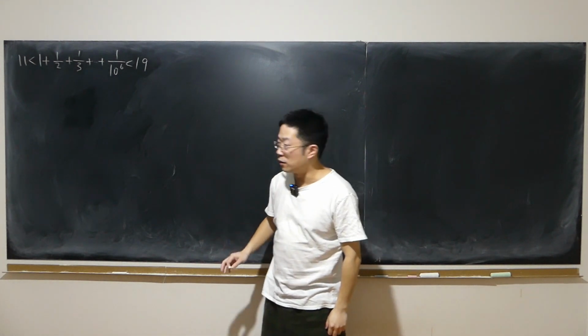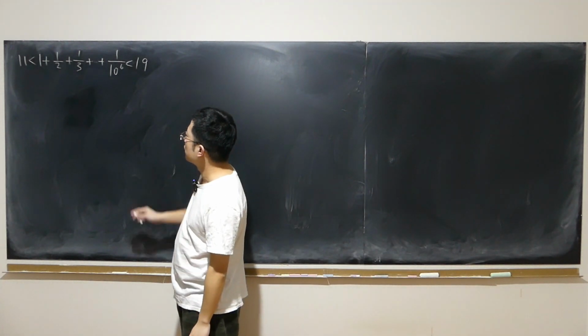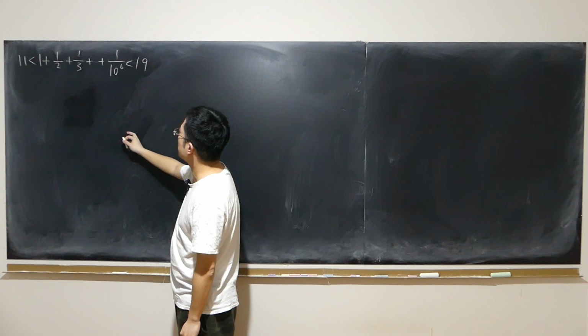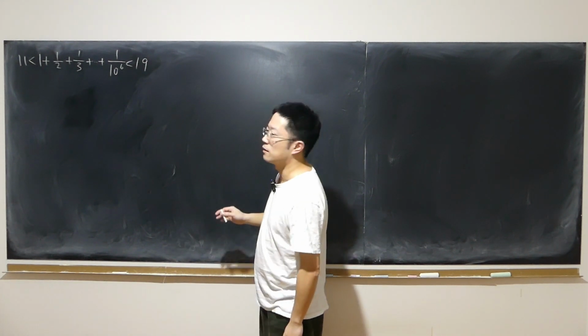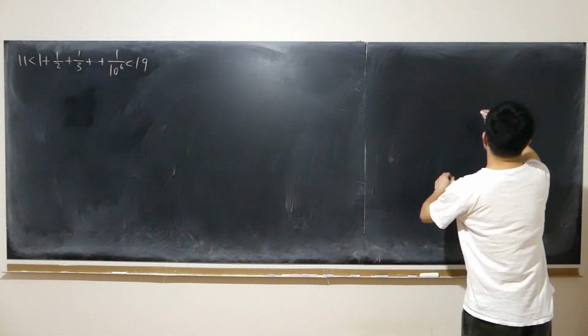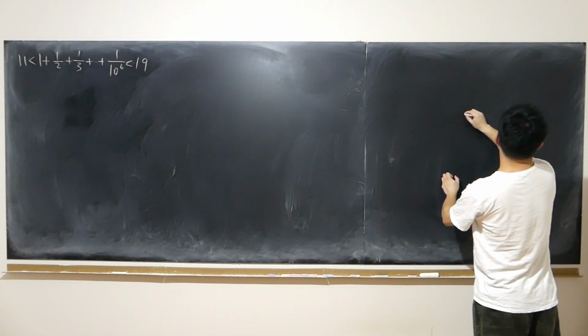This shows that the inequality holds true: 11 is strictly less than 1 plus a half plus 1/3 plus all the way up to 1 over 10 to the 6th, which is strictly less than 19. I'm going to estimate this value using an integral.